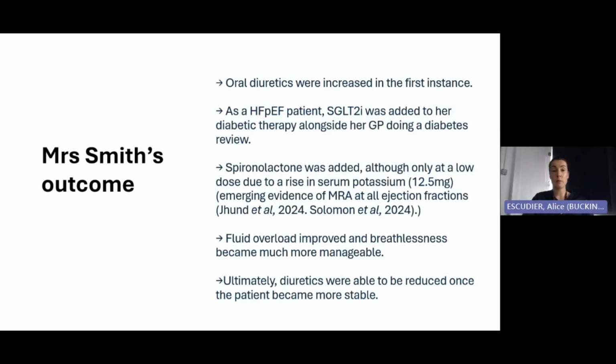So what did we do? So Mrs. Smith's oral diuretics were increased. As a heart failure with preserved ejection fraction patient, SGLT2I was added alongside a diabetic review. There's some emerging evidence that MRA can help support patients with preserved ejection fractions, and so a low dose of spironolactone was added. And ultimately, Mrs. Smith's fluid overload did improve, breathlessness improved, and we were then able to reduce her diuretic dose and monitor that renal function throughout.